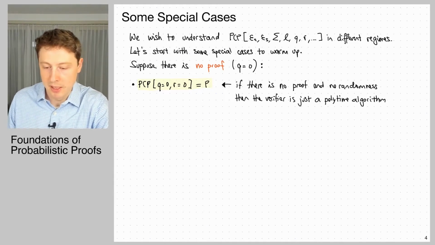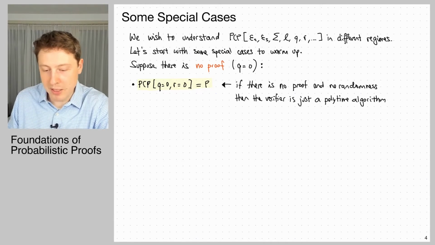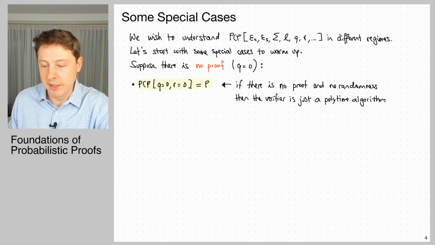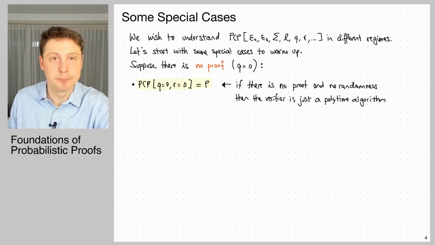Yes, it is P. Because if there's no proof and no randomness, then the poor verifier is left alone, and it must make up its mind correctly, just as a mere polynomial time algorithm, right?